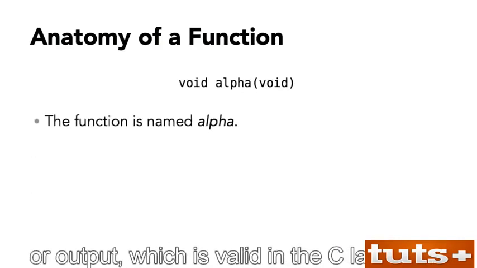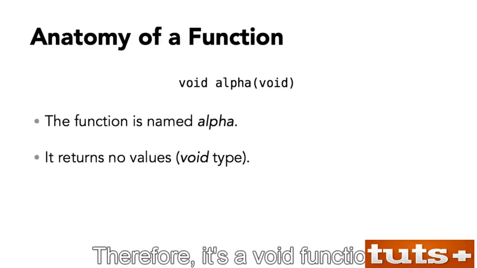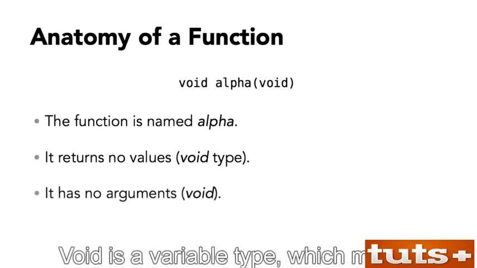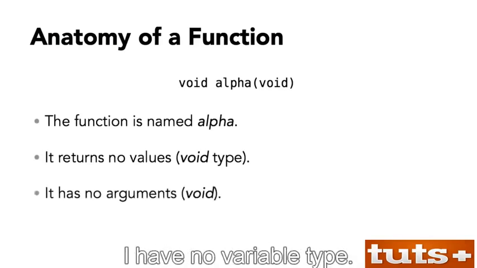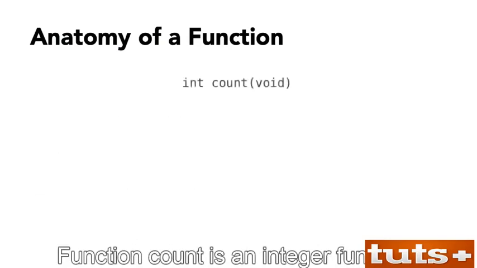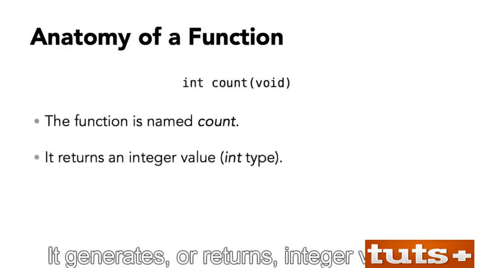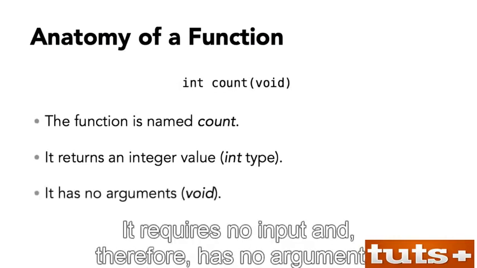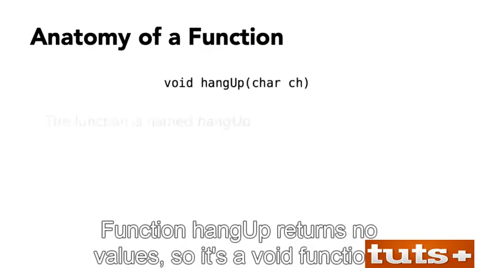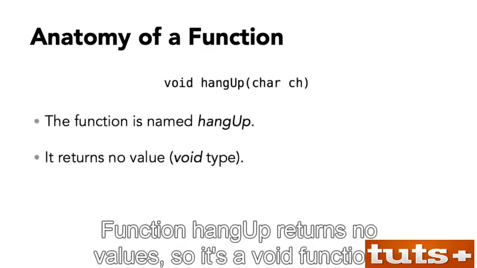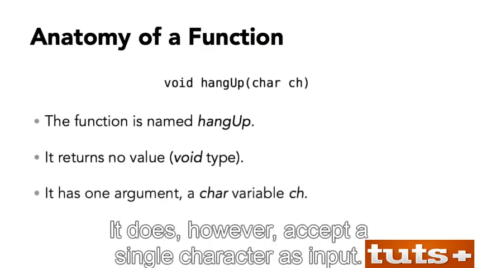Void is a variable type, which means I have no variable type. Function count is an integer function. It generates or returns integer values. It requires no input and therefore has no arguments. Function hangup returns no value, so it's a void function. It does, however, accept a single character as input. The character is an argument, and it's referenced by variable ch.